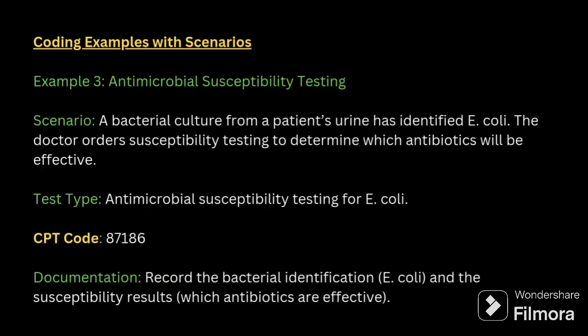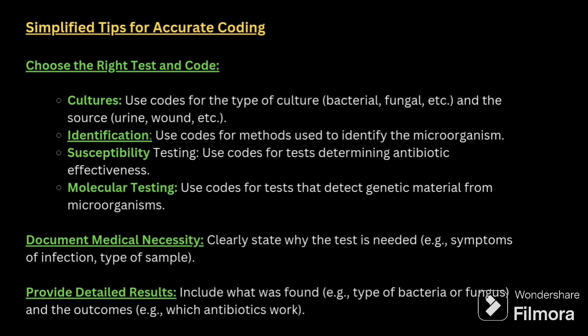Third is antimicrobial susceptibility testing. Here the bacterial culture from a patient's urine has identified E. coli. The doctor orders susceptibility testing to determine which antibiotics will be effective. So here an antimicrobial susceptibility test for E. coli is done, and we are giving 87186.